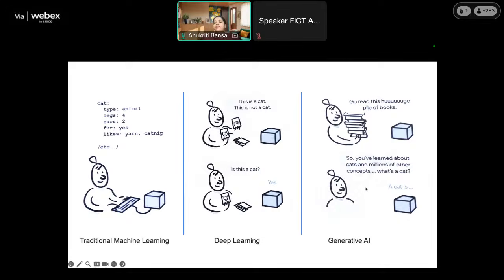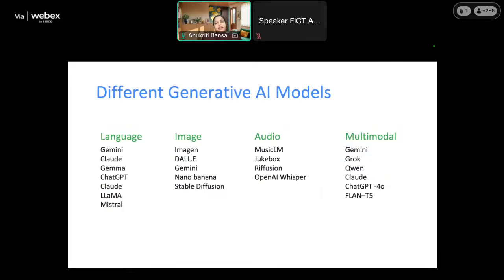Then comes generative AI. I just provide it a huge amount of examples, huge amount of information, maybe images, maybe text, and the model will automatically understand and give me the description of a cat. So generative AI models are used to generate content.